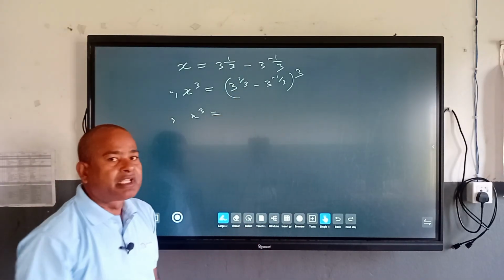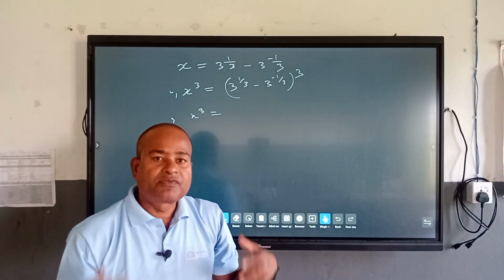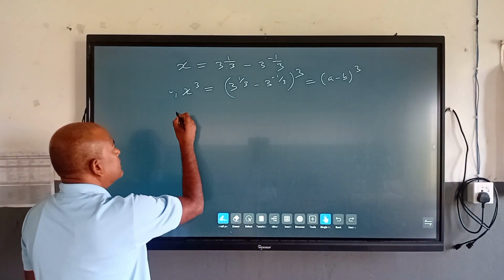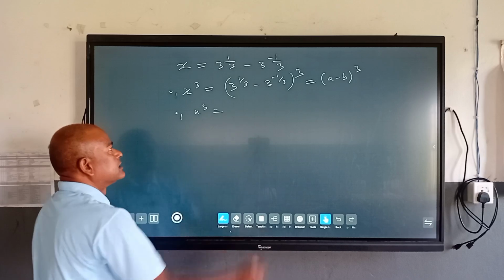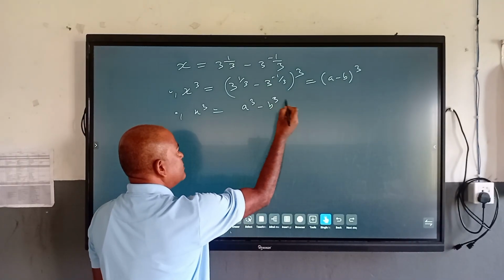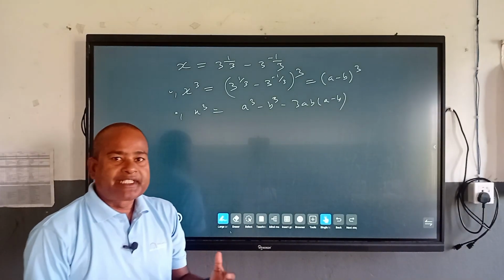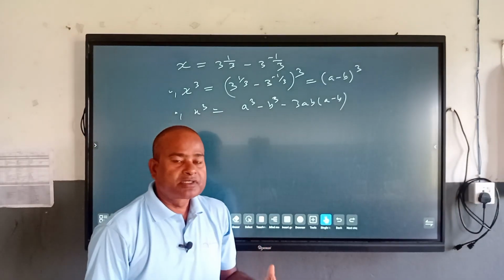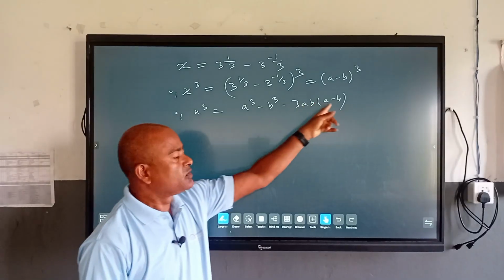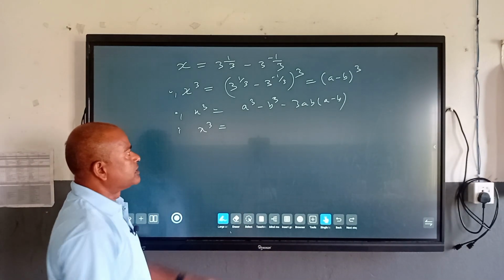So now let's use the formula of a minus b whole cube in the expanded form. We know that the formula of a minus b whole cube is a cube minus b cube minus 3ab bracket a minus b. Either we can write it in the expanded form or in the short form also. So dear students, let's put the values of a and b.